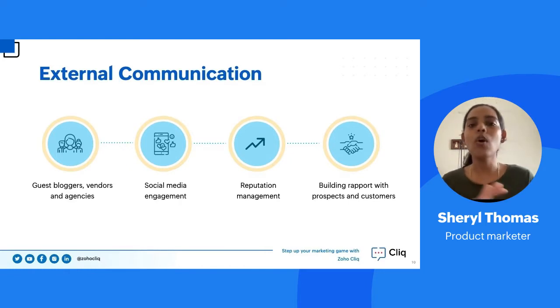Finally, it's all about building a rapport with people who love your brand. It's easier to reach out to people and engage in conversations online with the help of social media tools than to meet people and get into conversation with them, because a lot of people are on social media, and you can easily engage with them. So these are some of the examples of external communication that marketing teams are involved in.